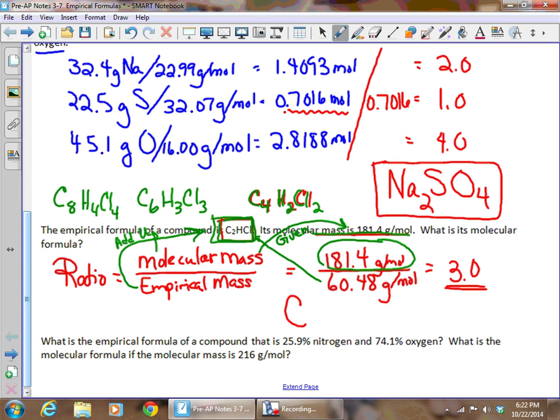So instead of being C2, it's going to be C6. Instead of H1, it's going to be H3. Instead of Cl1, it's going to be Cl3. So that's the molecular formula for this compound. That's what the molecule actually looks like.